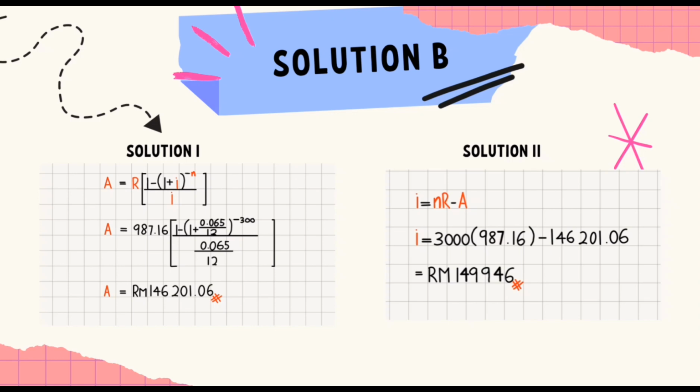146,201.06. 2. For this question, we're looking for the interest that had been paid. So, the suitable formula would be I equals nR minus A. With the info already given, just put them in and we will get I equals 300 times 987.16 minus 146,201.06. And then we will get the answer of RM 149,946.